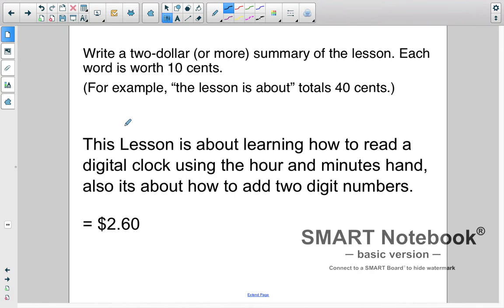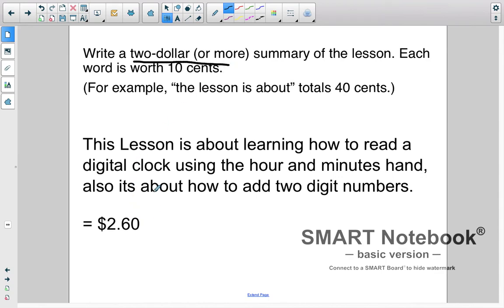So this is very similar to week 2, day 2. They want us to write a $2 or more summary of the lesson. Each word is worth 10 cents. So remember, they use this example. For example, the lesson is about, and this would equal 40 cents because each word equals 10 cents. So 10, 20, 30, 40. And I just used my same example of something that we've learned in 3rd grade. So you need to write a summary of what the lesson that we just learned is about. And remember, it has to be $2 or more. It can't be any less.